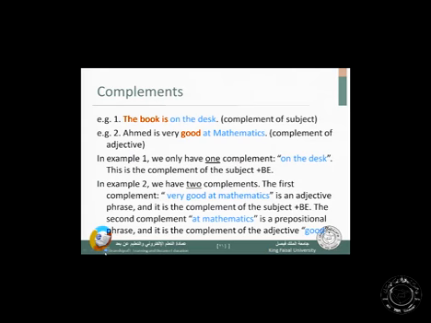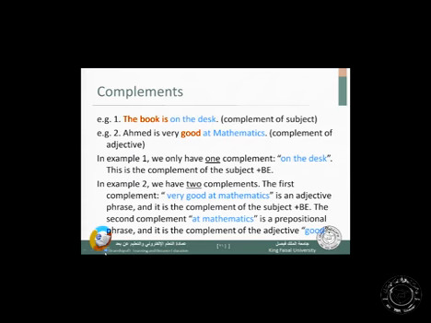When we say Ahmed is very good, we can't just end the sentence unless we mean good as in nice. But if we mean he's good at something, we need to complete this idea. So when we say Ahmed is very good at mathematics, at English, at whatever, we need to complete the idea of the adjective. This is why we need a complement of the adjective.